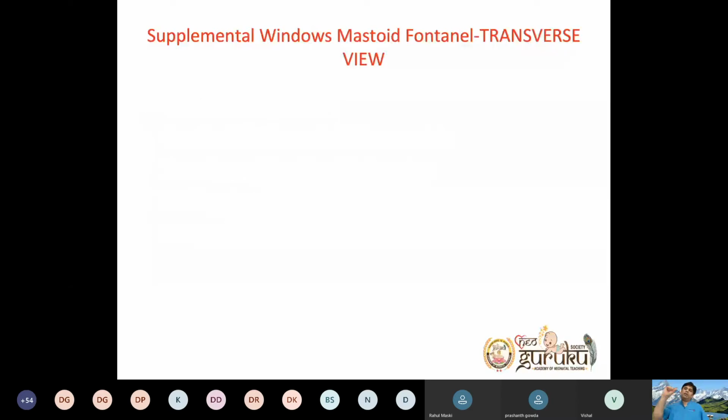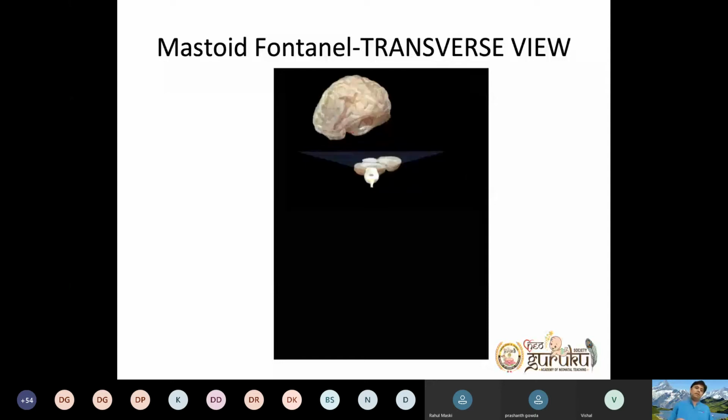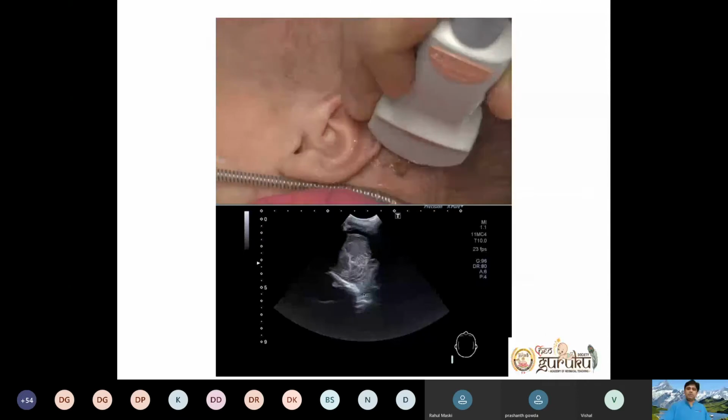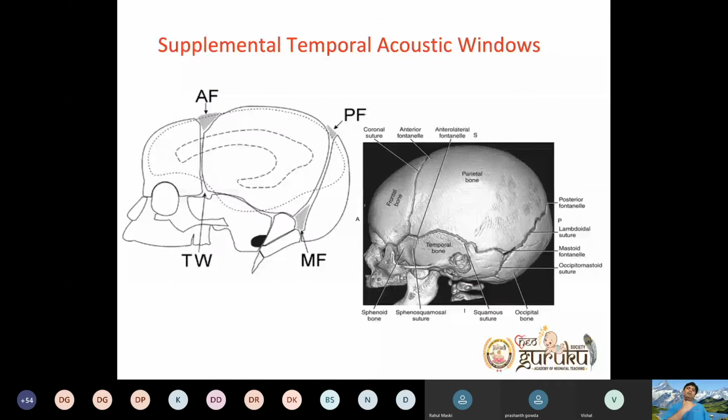Now we are taking the coronal section of the mastoid window. We place the probe beyond the ear, feel the mastoid window, and then take the coronal. This is the transverse view which I am showing you. Coronal section, I'll show you. This is again the transverse view. For the coronal section, you just have to place the probe coronally and then take the section. So you see the cerebellar hemisphere transversely, and coronally you are trying to stand in front of the baby and see the lower part of the brainstem and the cerebellum.